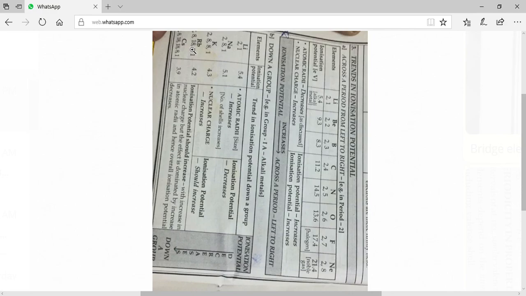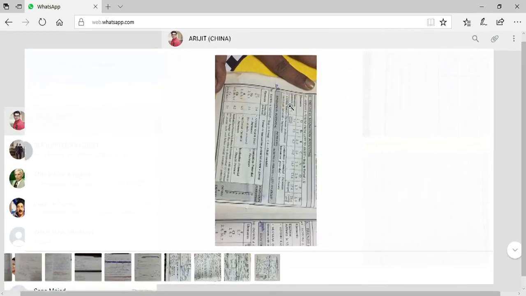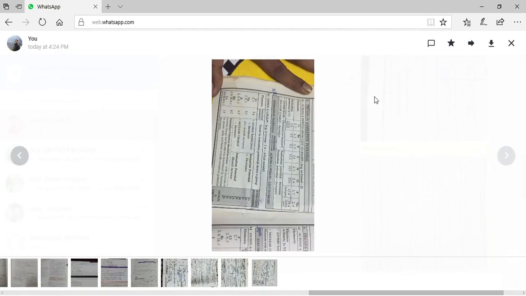That's why they are saying that down the group, that is from up to down, the ionization energy or ionization potential decreases, okay? Do you understand that? Yes, that's right. So beta, I think next we can move on to the next image.